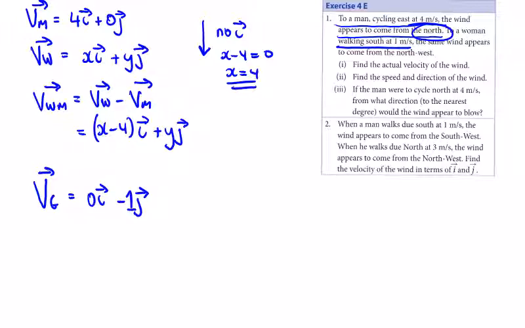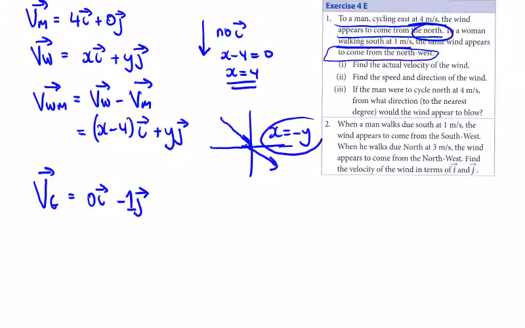The same wind appears to come from the northwest. So it's coming from the northwest. It's coming down in this direction on our x and y axis. So what can we say here? x is going to be equal to, if it's coming down this way, x is equal to minus y. So it's the same wind. So the velocity of the wind is xi plus yj.